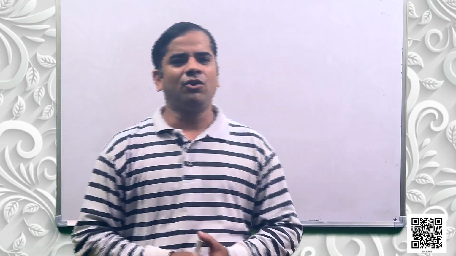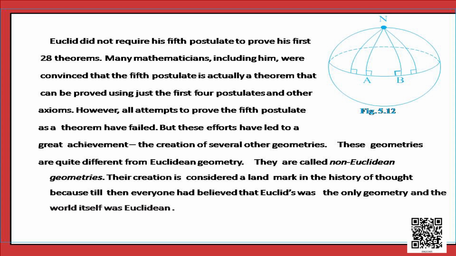So students, Euclid did not require his fifth postulate to prove his first 28 theorems. Many mathematicians, including him, were convinced that the fifth postulate is actually a theorem that can be proved using just the first four postulates and other axioms. However, all attempts to prove the fifth postulate as a theorem have failed. But these efforts led to a great achievement, the creation of several other geometries, quite different from Euclidean geometry. They are called non-Euclidean geometries.